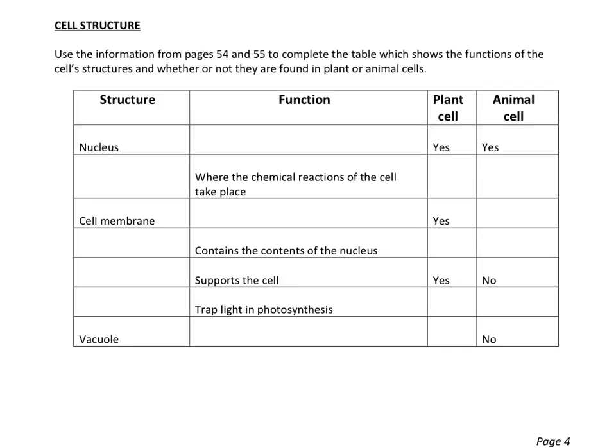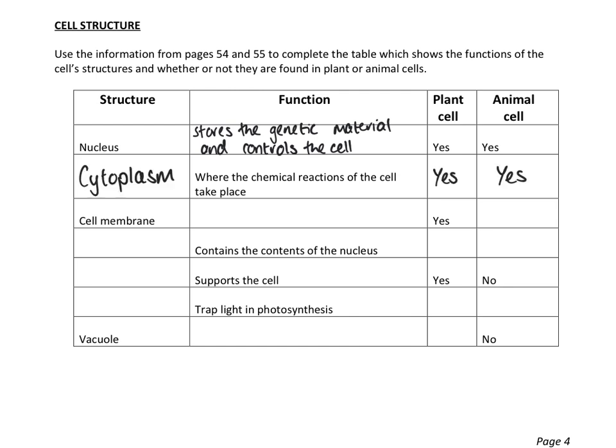So I'm now going to go through what your filled table should look like. So if you haven't already done so, pause or rewatch the video and give this a go yourself. So first of all, we have our nucleus, and you should have written that the function of the nucleus is that it stores the genetic material or the genetic information and controls the cell. Yes, it is part of a plant cell, and yes, it is present in an animal cell too.